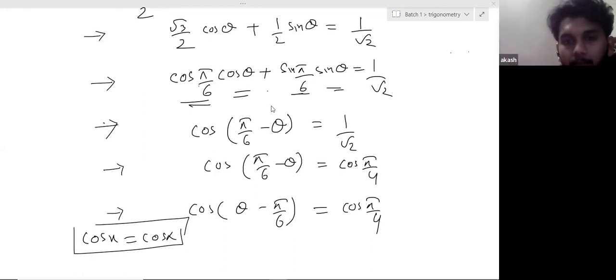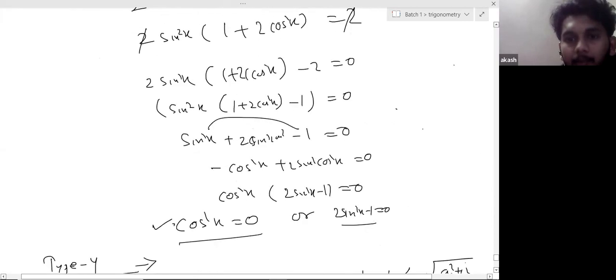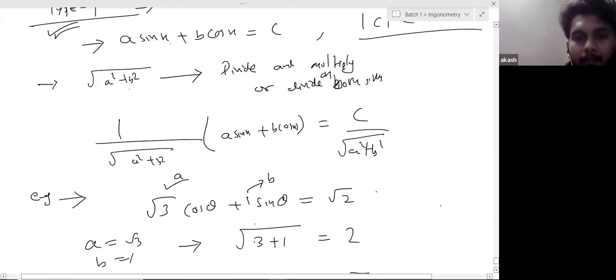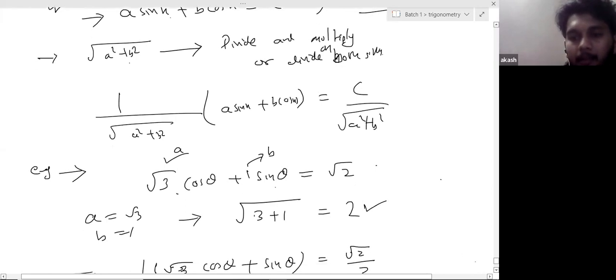See, the first step is to divide the whole equation by under root a square plus b square. That thing you only have to remember. So we had the question root 3 cos theta plus sine theta is equal to root 2. So we know a is root 3, b is 1. So I tried to find under root a square plus b square, and that is 2 here.